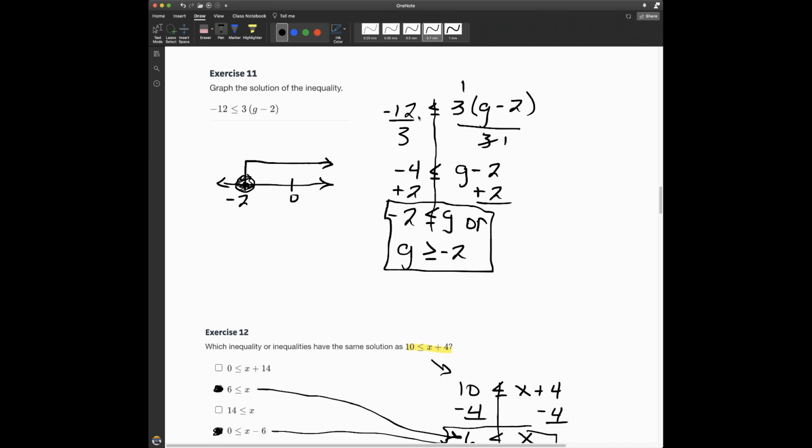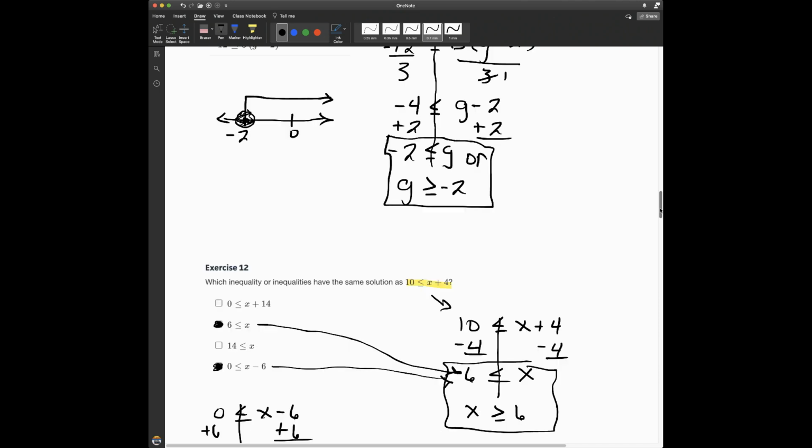For number 11, I could use the distributive property, but I decided since this is a multiplication problem, 3 times g minus 2, I divide both sides by 3. And that cancels, and I'm left with g minus 2 on the right-hand side, and then I add 2, so that way I get g by itself, and I flipped it over to the left-hand side to make it easier to graph. G is greater than or equal to -2, and I make sure I color in the circle.